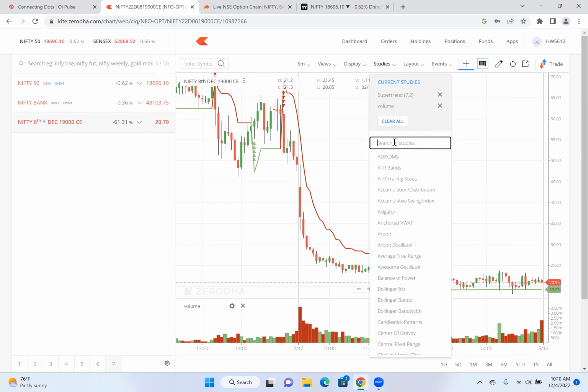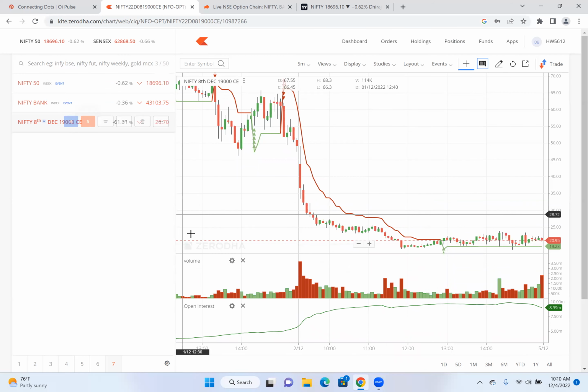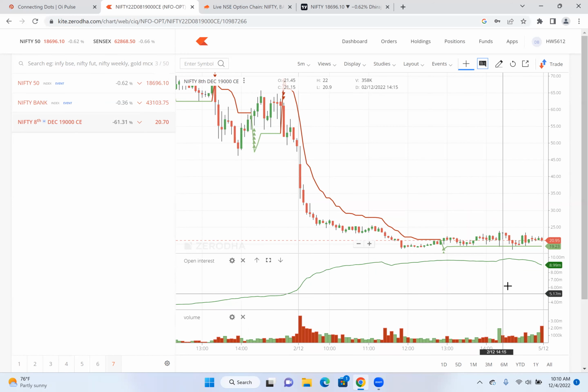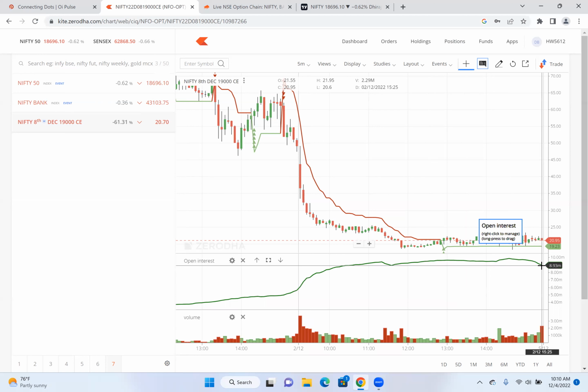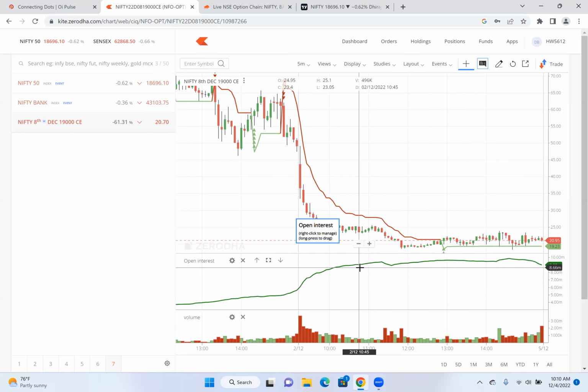Then I want to add another indicator called OI, open interest. So now I have added open interest data. I will have to look at why this open interest is blank. Just one second. Okay, I will just move this up. So I added open interest. Did you see? That is the second thing I have. So the first indicator is super trend, with the values 7 and 2. The second indicator I added is open interest. The third indicator I have is volume.